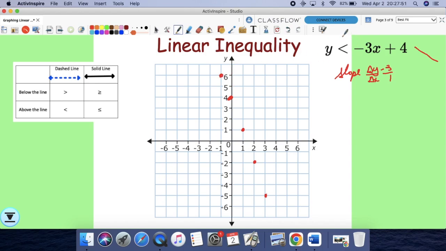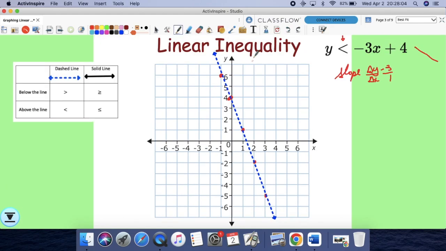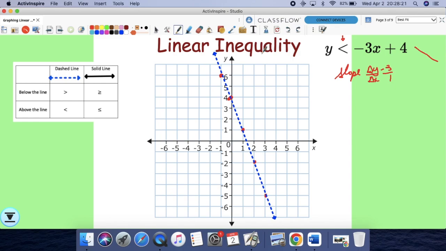Look at the inequality sign. The inequality sign is just less than, so it's going to be a dashed line because points on this line are not going to satisfy the inequality. They're not part of the solution. But now we have to pick a side. We're going to pick either the side under the blue line or the side above the line, because one of those two regions is where the points will satisfy our inequality, and we've got to see which one it is.